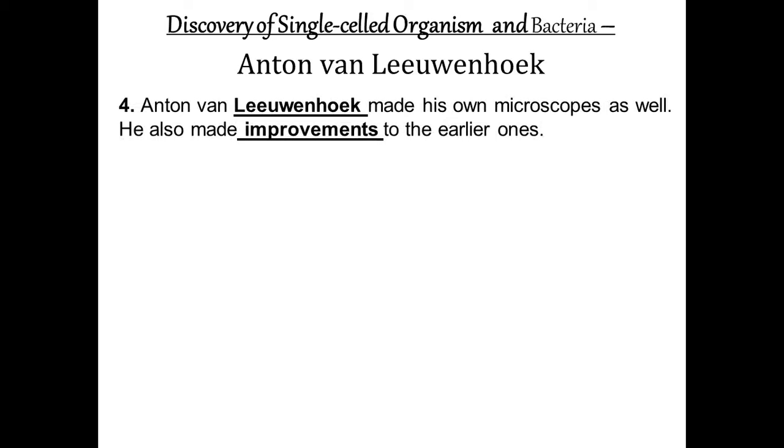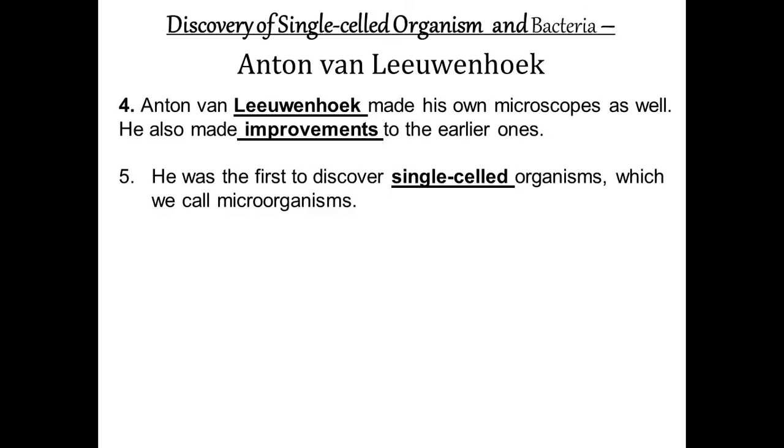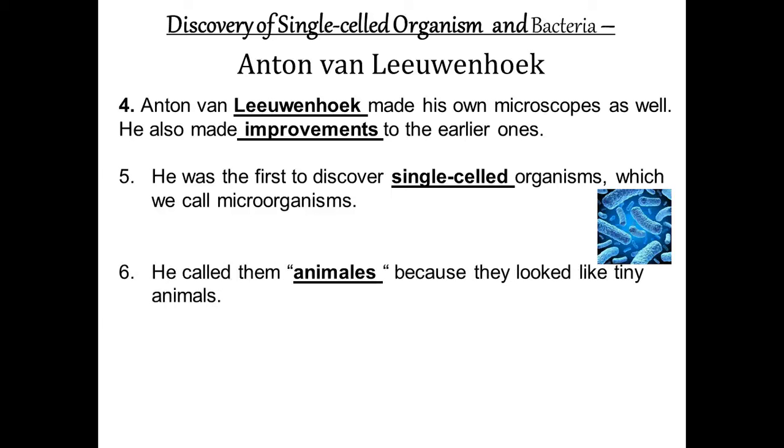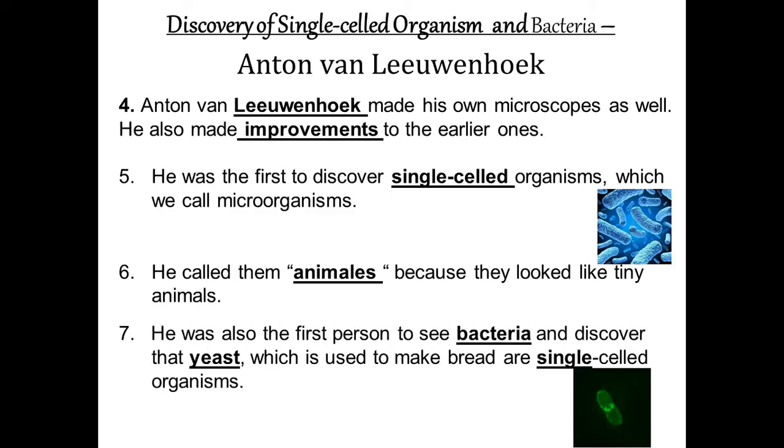The discovery of single-cell organisms and bacteria was done by Antoine van Leeuwenhoek. Antoine van Leeuwenhoek made his own microscopes as well, but he also made improvements on the earlier ones. He was the first to discover single-cell organisms, which he called microorganisms. He called them animalcules because they looked like tiny little animals. He was also the first person to see bacteria and discover that yeast, which is used to make bread, are single-cell organisms.